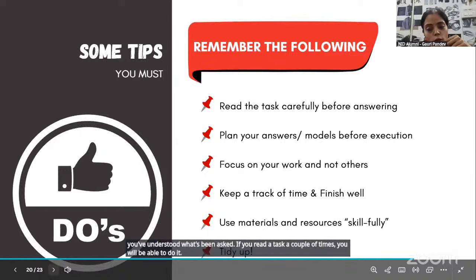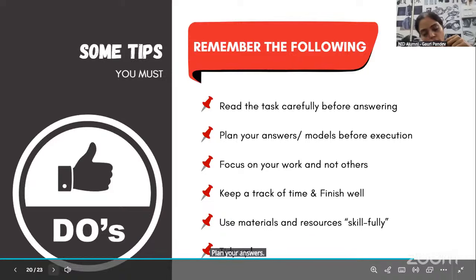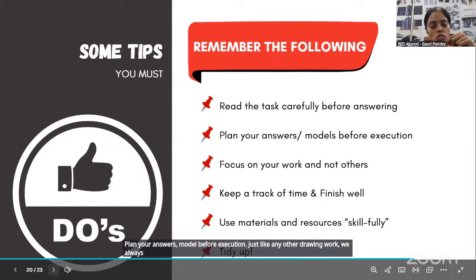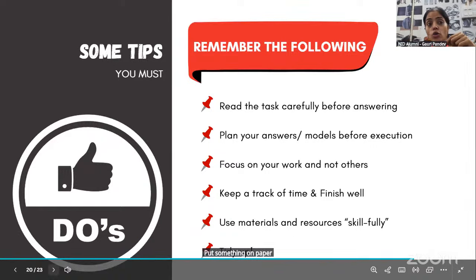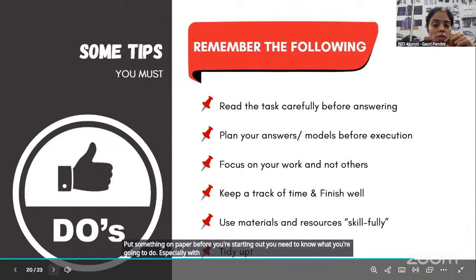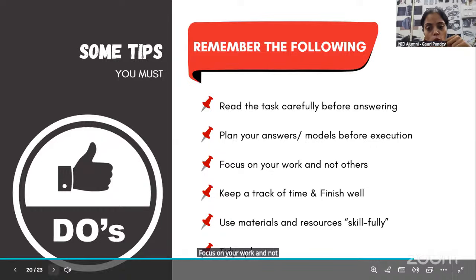Then plan your answers, model before execution. Just like any other drawing work, we always tell our students to brainstorm your ideas a little bit and put something on paper. Before you start out, you need to know what you're going to do. This goes especially with models, because once you begin, you cannot change it. Focus on your work and not on others. You don't have to worry about what others are doing.